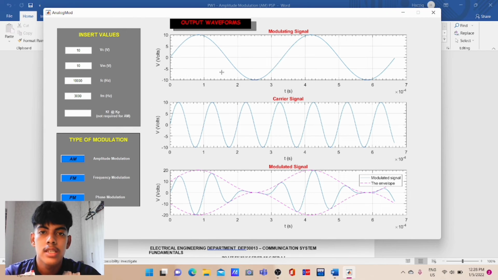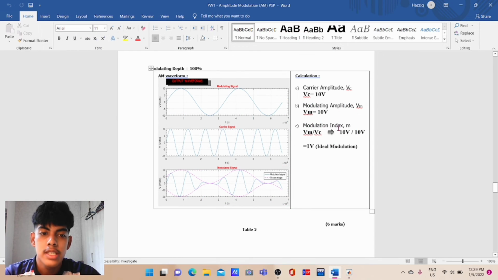So this is the waveform for the modulating signal, carrier signal and modulated signal for table 2. The formula for modulation index is VM over VC, and we insert the value of VM, which is 10 volt, and VC is 10 volt. So the answer is 1, and it is ideal modulation because the value is equal to 1.